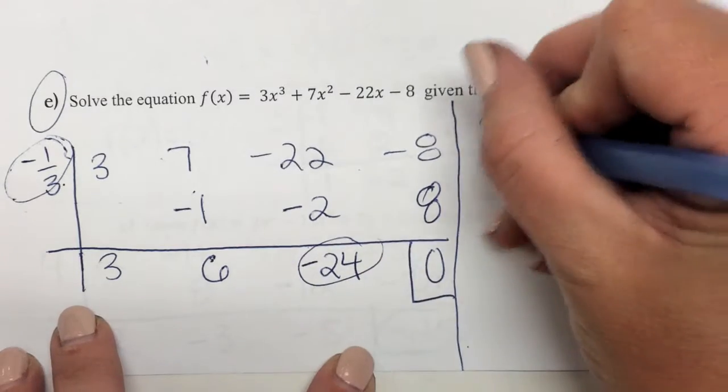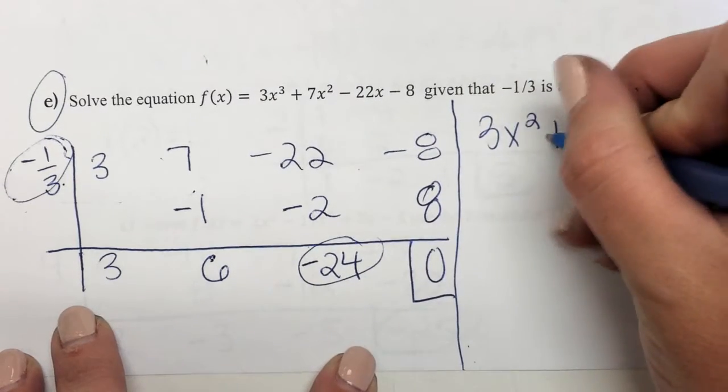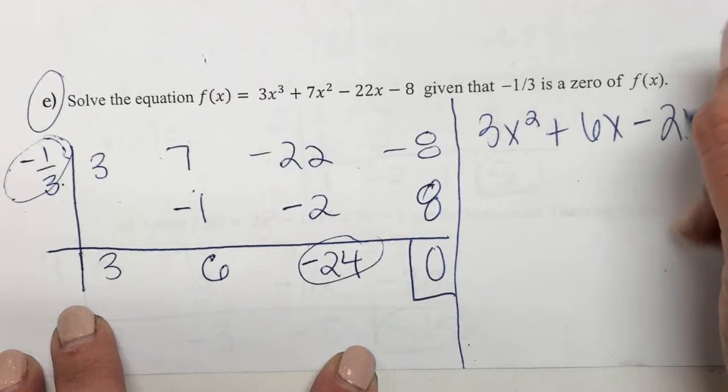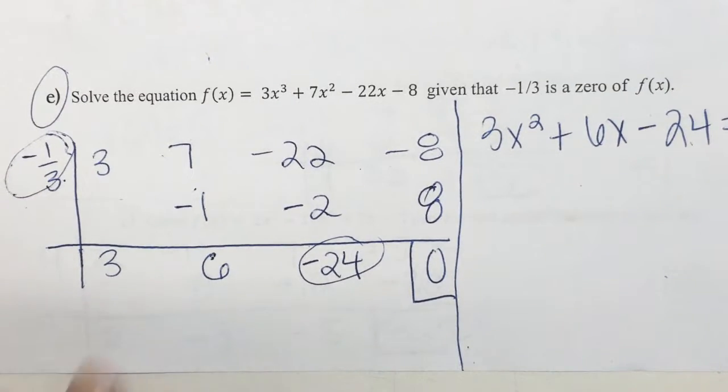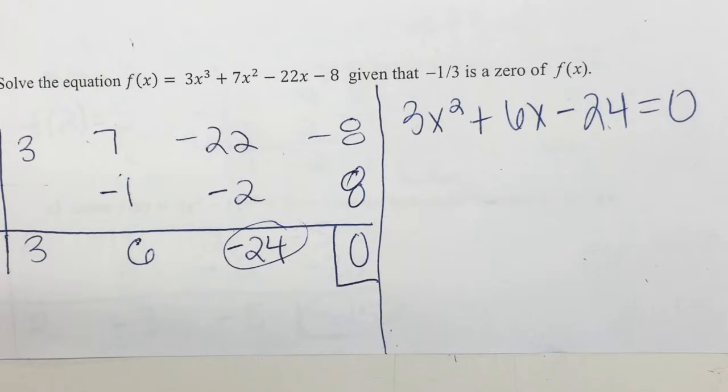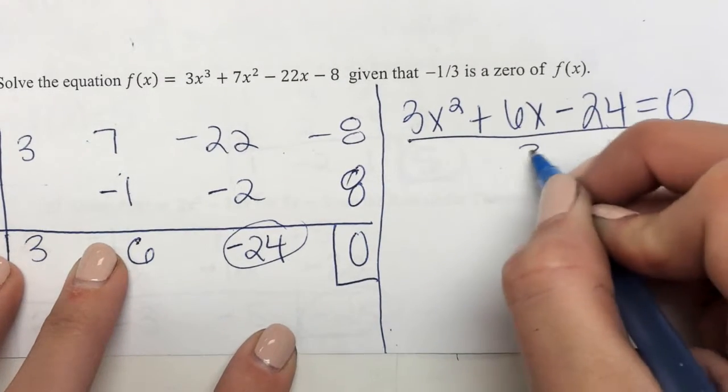3x squared plus 6x minus 24 equals 0. Now, we got to factor this, and it's some big numbers. How could we make it easier on us? All of them have what in common? 3. Divide everything by 3, we'll get what?